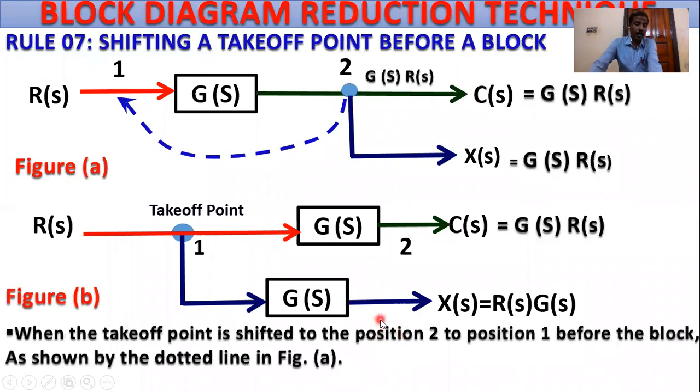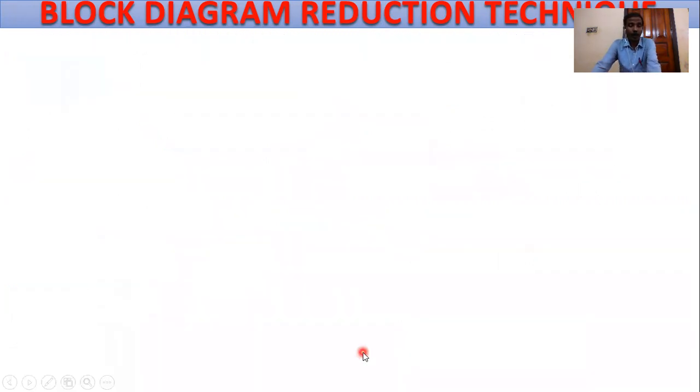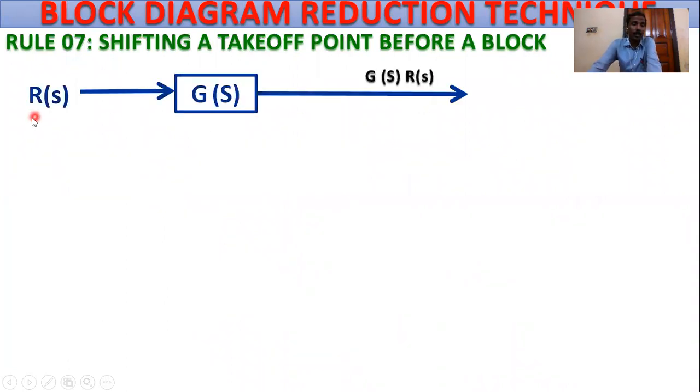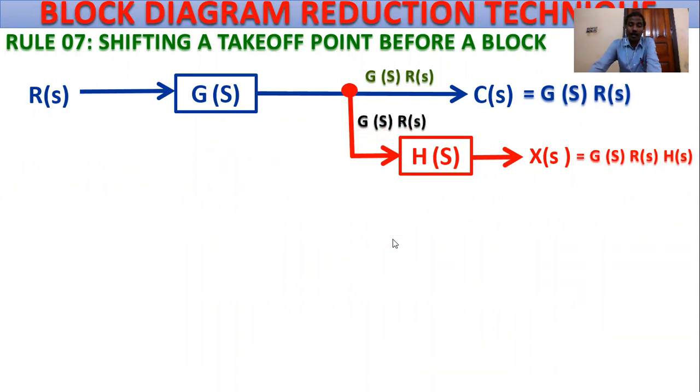This is figure B. The takeoff point is shifted from position 2 to position 1 before the block, as shown by the dotted line in figure A. Then, shifting a takeoff point before a block, we multiply by H(s). This is R(s), this is G(s), and we multiply also by H(s). So G(s) R(s) H(s), because this signal is G(s) into R(s).